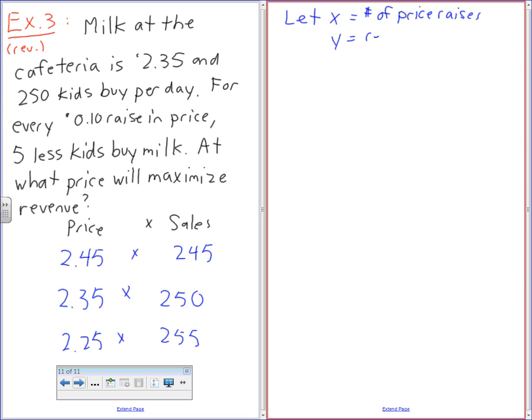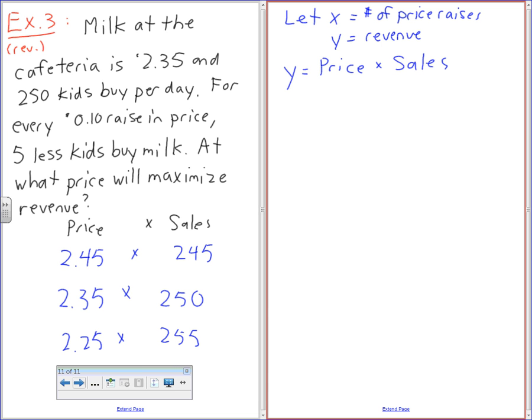Y is going to be your revenue. Revenue is going to be price times sales. Let's get an expression for price. Think back to grade 9 for slope. You have to think of what your starting value is and how much you're going up by.